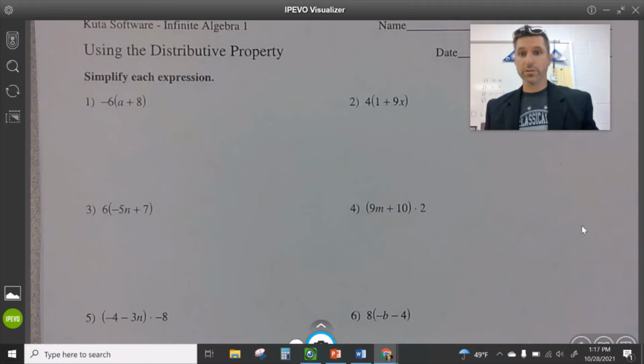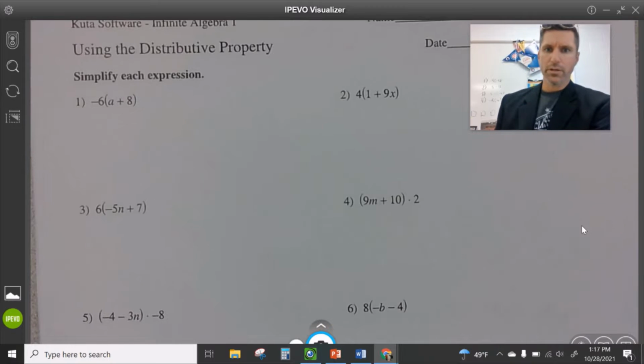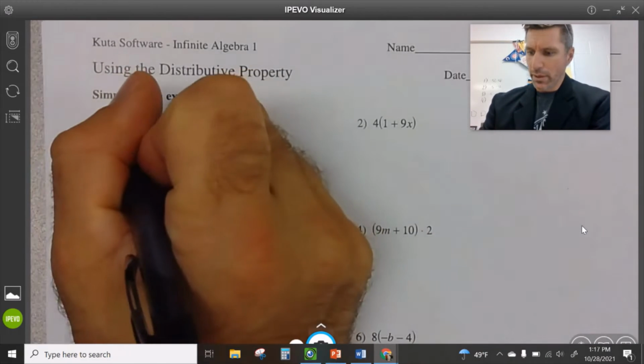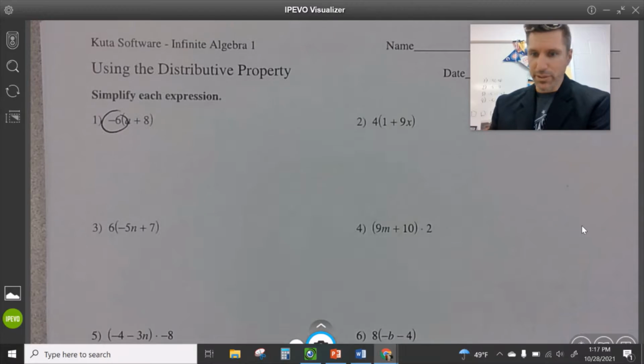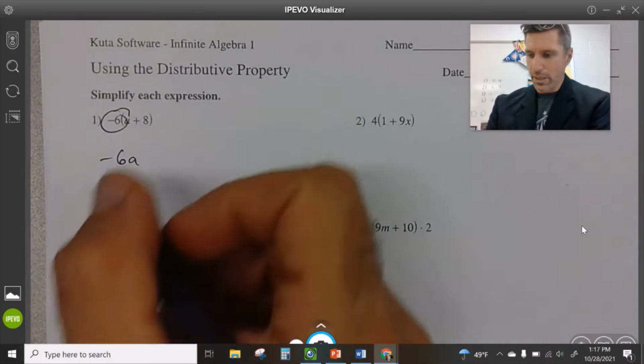So by now, Mrs. Kinsey should have handed out the worksheet, and we're going to go through some examples on how to distribute like a boss. Here we go. Left side, right side. I don't care. Okay, left side. Circle the -6. That's your missile. Launch your missile. Blow up your parentheses. Boom. -6 times A. Stick them together with glue, which is multiplication.